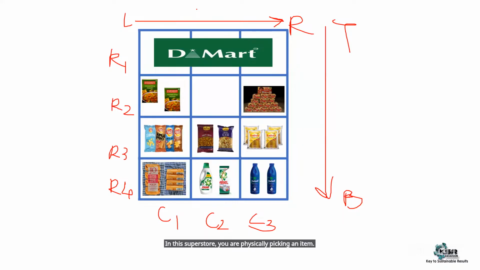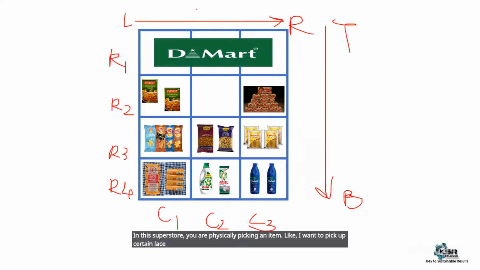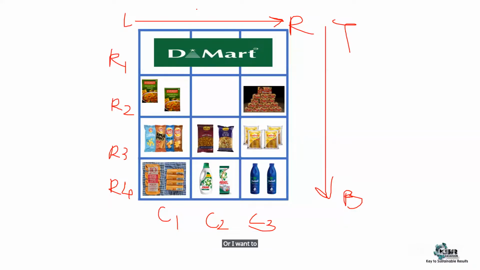I want to pick up certain lace. I want to pick up certain namkeen items. I want to pick up some biscuits, or some household products like soaps, right? We have oils, so I want to pick up that. You are physically visiting that specific rack and you're picking up that item. So that is nothing but a physical database. It is more a kind of physical activity.